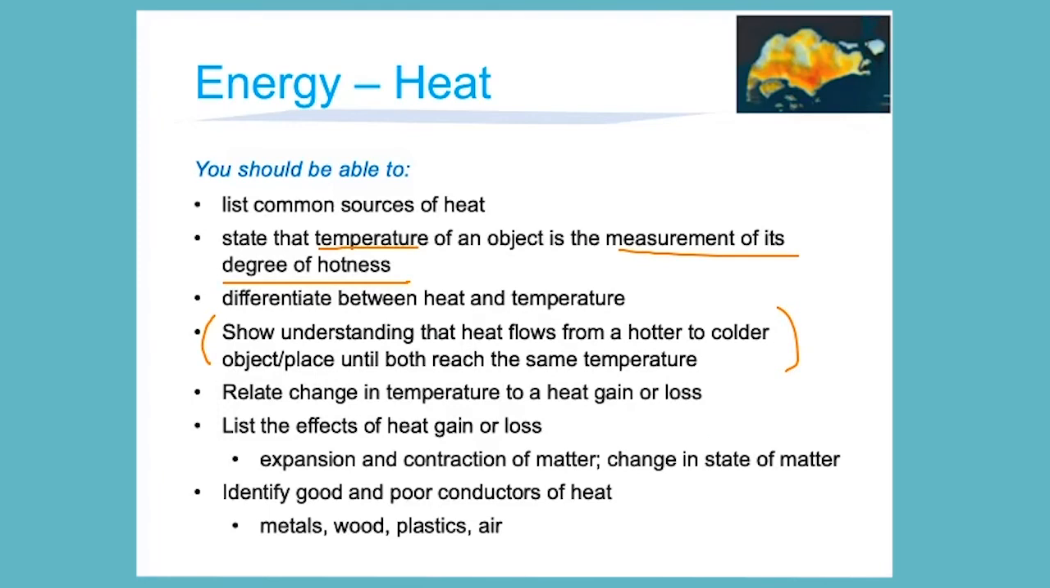And then we should also be able to identify good and poor conductors of heat and their uses. So like, what are the parts that are used to make a cooking pan? The handle, the pan surface. So all these will be based on your knowledge of whether they are good and bad conductors of heat.